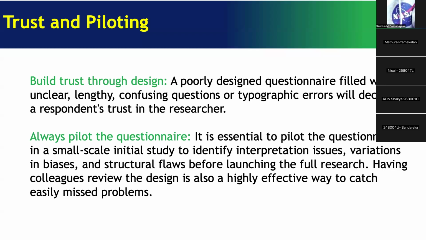Ask them whether this particular wording is what you want them to understand, whether they understand that actual thing. If it is not, then you have to reword it in a way that they understand. So that's how you have to avoid these structural flaws and the variations and interpretation bias. So having colleagues review the design is also a highly effective way to catch easily missed problems.